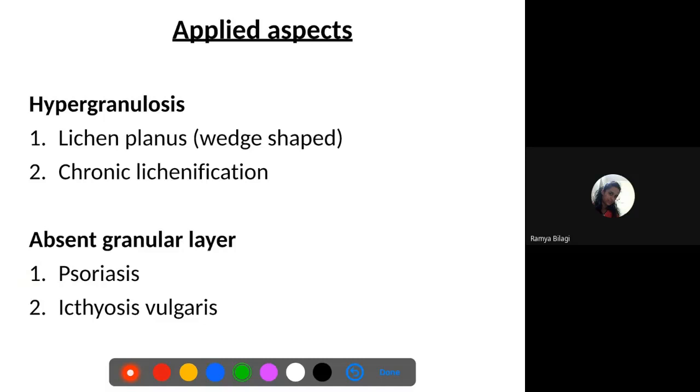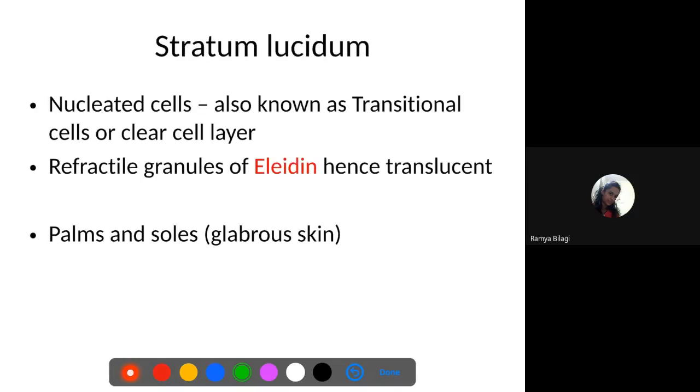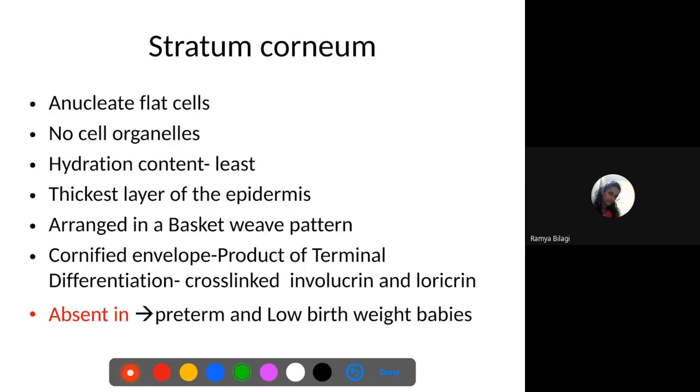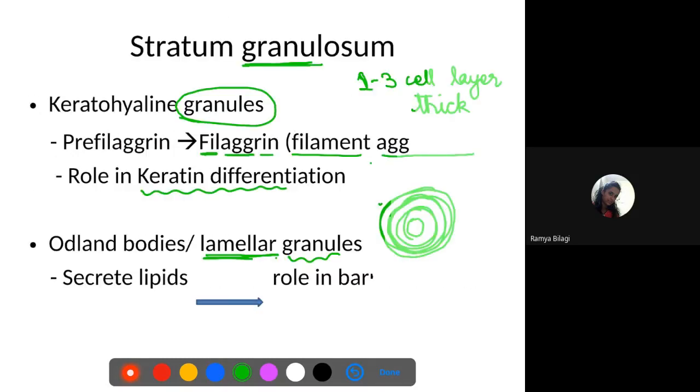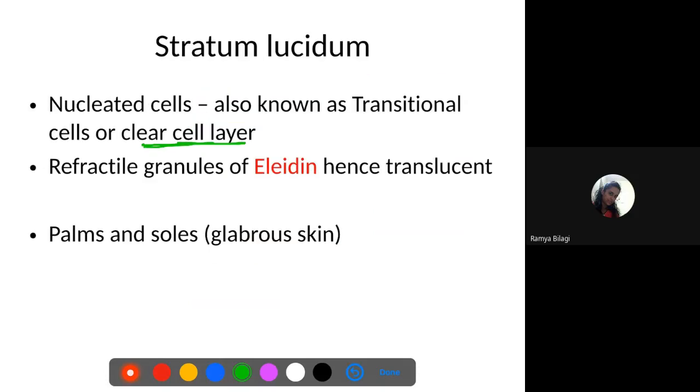Next, we are coming to the fourth layer, that is stratum lucidum. The layers of cells here will not have a nucleus. They're also known as the clear cell layer or transitional layer. I have already, one minute, I'll show you the picture. Okay, sorry, I'm not able to get back to the slides there. So we call it the clear cell layer or transitional layer.